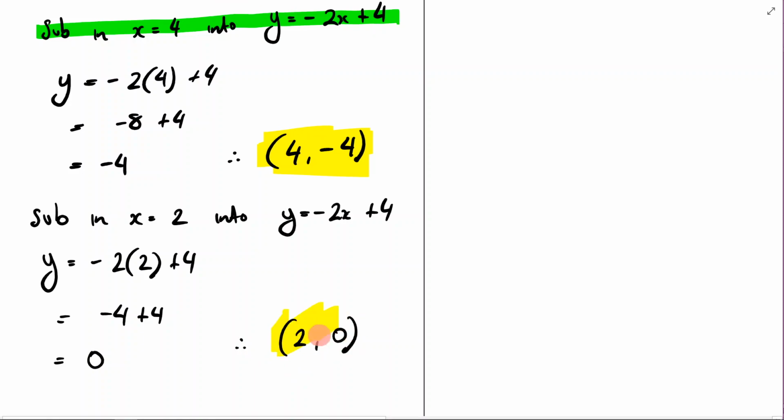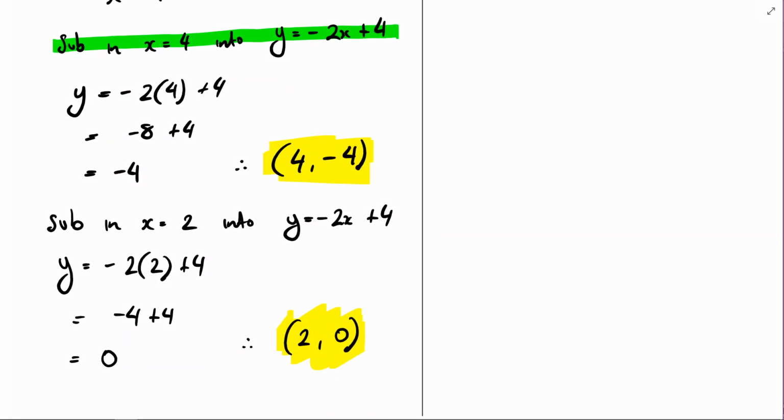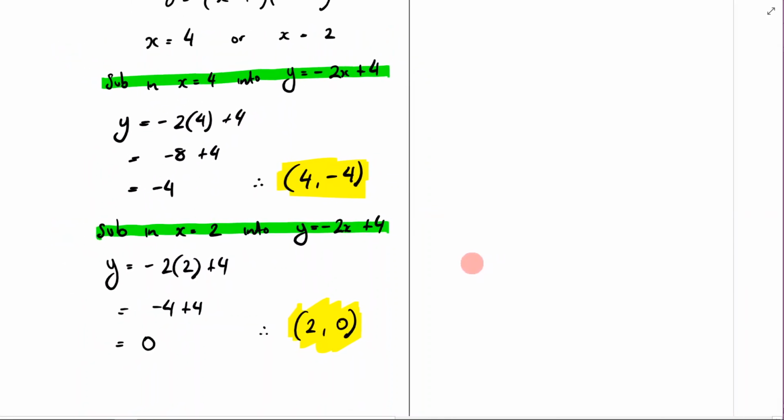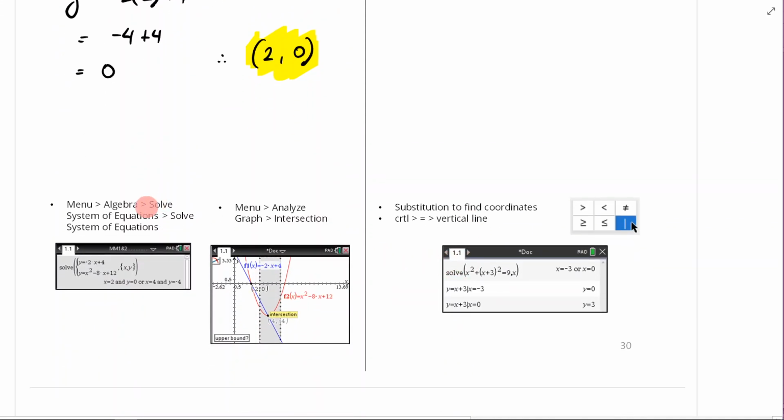And just like that, we've done it. We've got our intersection points. So after you've found the x values, you have to sub them in to one of the rules to get out the corresponding y values. Now, at the bottom of the page here, you have some CAS instructions.